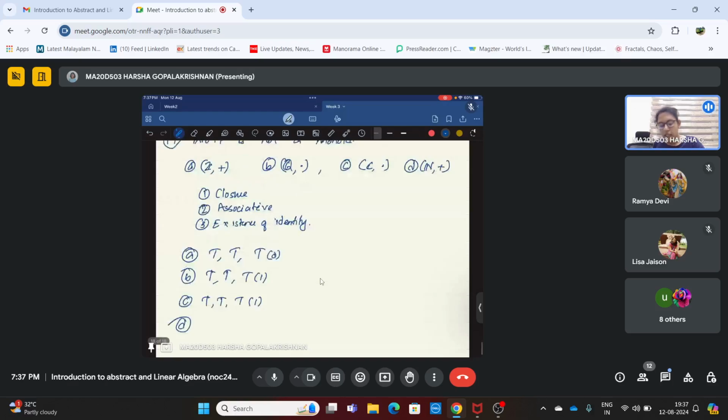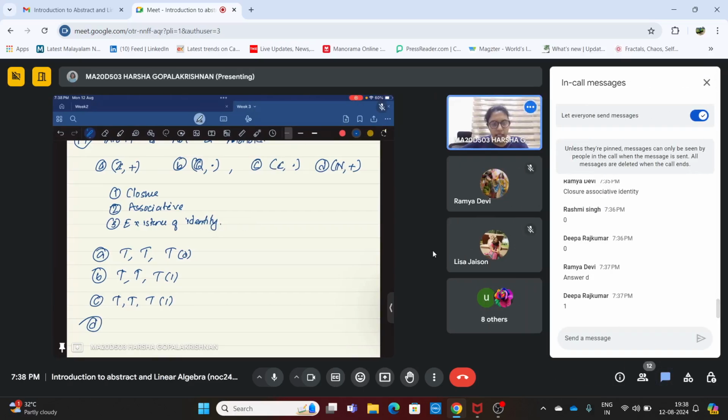And what about the third option? It is natural numbers with addition. Many of you have already told it is D. That means D is not a monoid. If it is not a monoid, one of them is not satisfied, either closure or associativity or identity. Which one is not satisfied in this case? Yeah, identity, good. Identity is not satisfied.